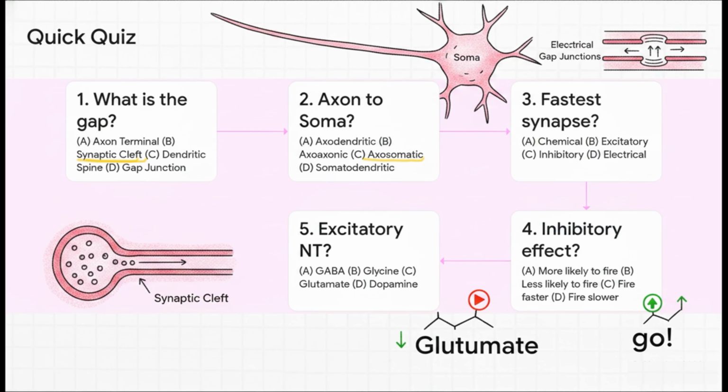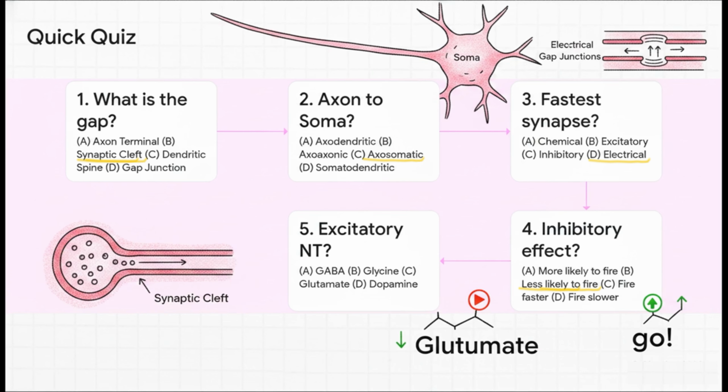Question 3. Which type of synapse allows for faster, bidirectional signal transmission? Is it A, chemical, B, excitatory, C, inhibitory, or D, electrical? And that would be D, electrical. That direct connection makes it super fast. Question 4. An inhibitory synapse makes the postsynaptic neuron A, more likely to fire, B, less likely to fire, C, fire faster, or D, fire slower. The answer here is B, less likely to fire. Inhibitory means stop.